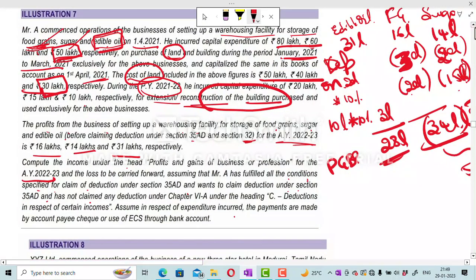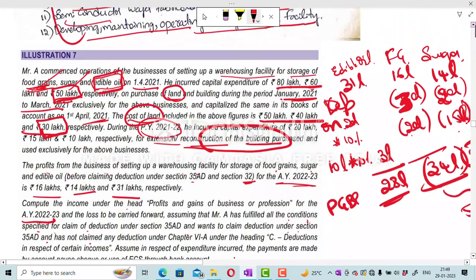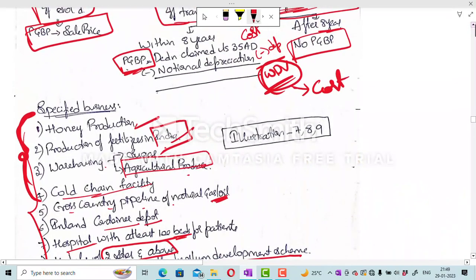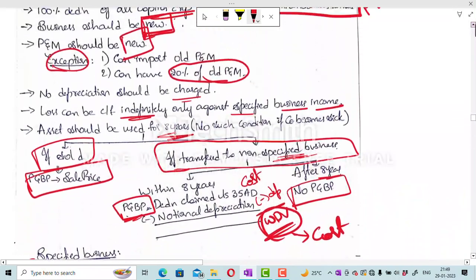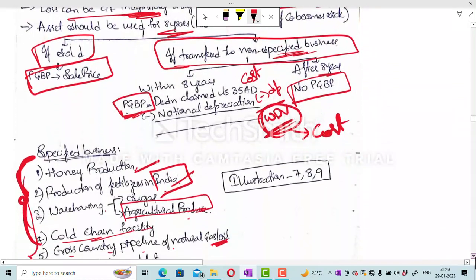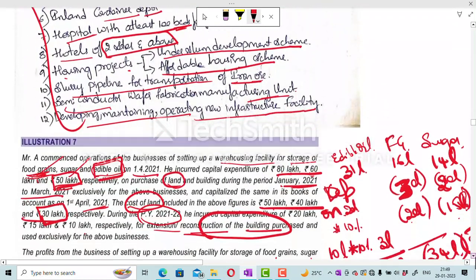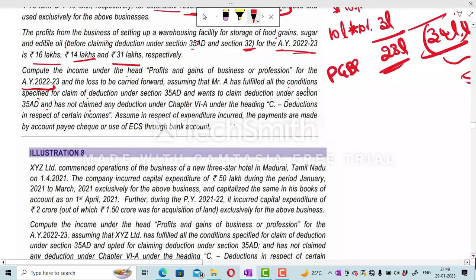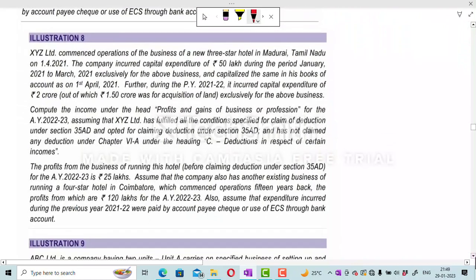And next year they can set off again only against specified business income, any other specified business income, but they cannot take a set off against non-specified income. See, loss can be carried forward and set off indefinitely, and again only against specified business income. They can set off only against specified business income. Okay, I have to check with the answer. It is same.